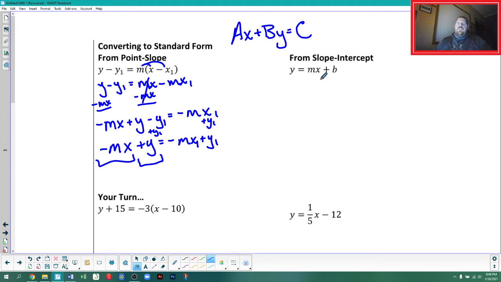We'll see what happens. The best one is going from slope-intercept form, because my goal is to get x and y on the same side and a number on the other. That's pretty straightforward. If I subtract mx on both sides, on the right side they cancel, the left side they're hanging out there. Plus y equals b. Okay.